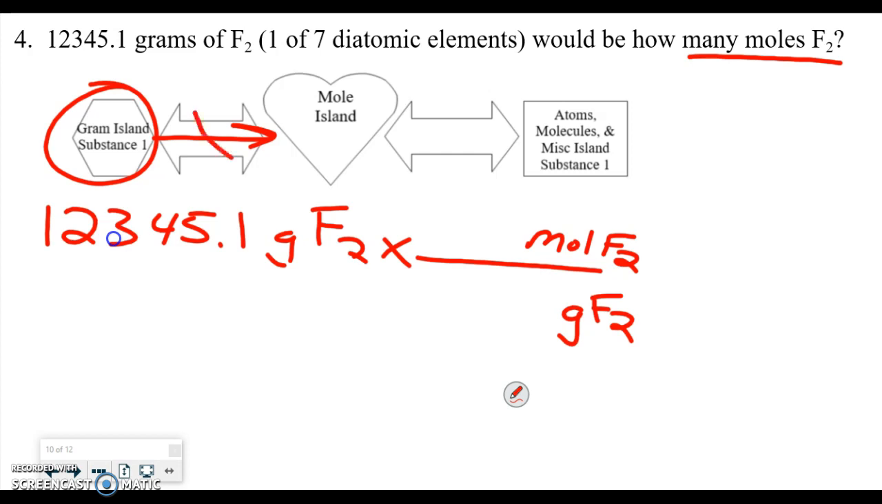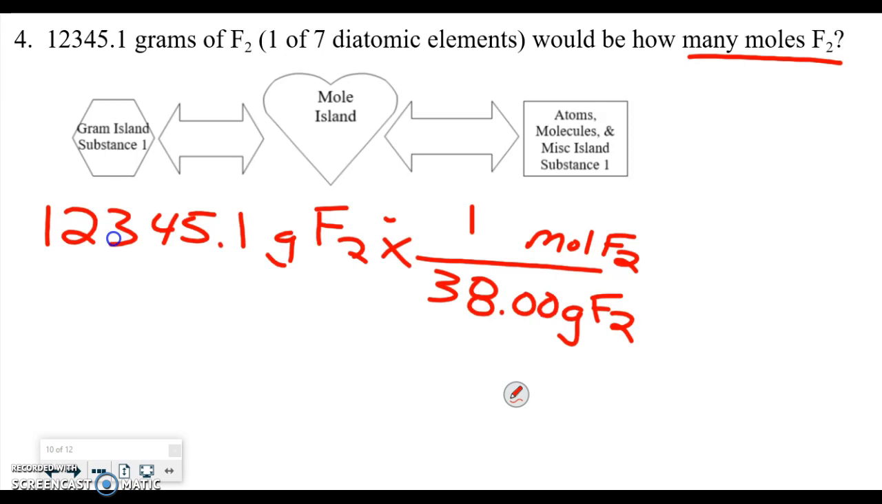We went across 1 bridge, so that was 1 multiplication sign, that right there. And the actual bridge is this step right there. So we're going between grams and moles. What is the relationship between grams and moles? That is molar mass, or that 38.00 grams per mole. 1 mole is 38.00 grams. The 38 will always go with the grams, 1 will always go with the mole. Our labels do cancel out there, so we're left with a label of moles of F2.